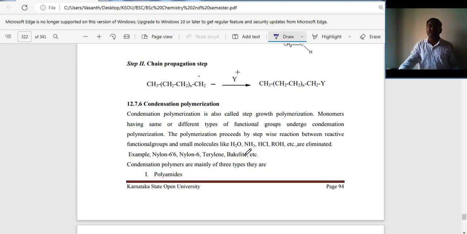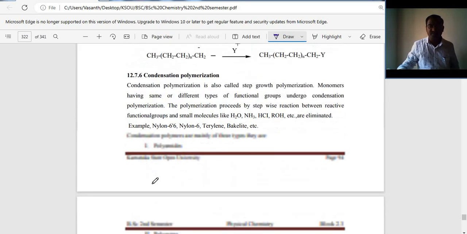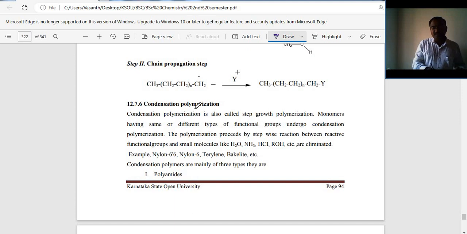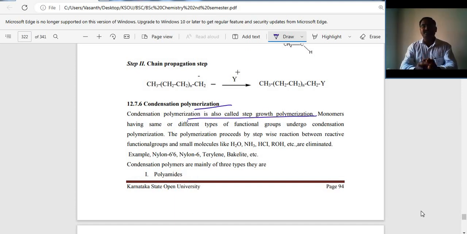Both cationic and anionic follow initiation, chain propagation and chain termination. Condensation polymerization is also called step growth polymerization.